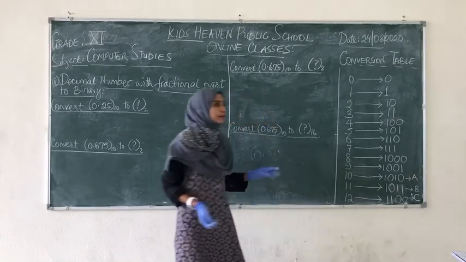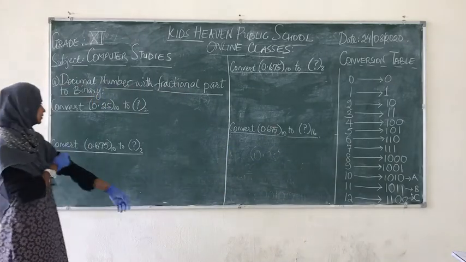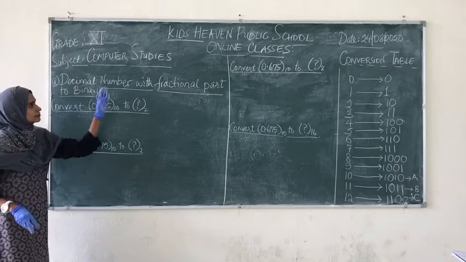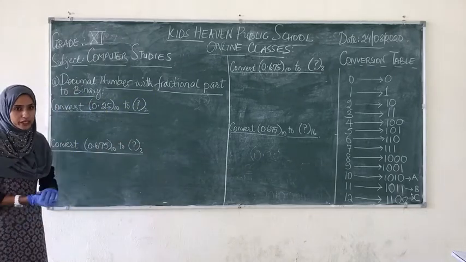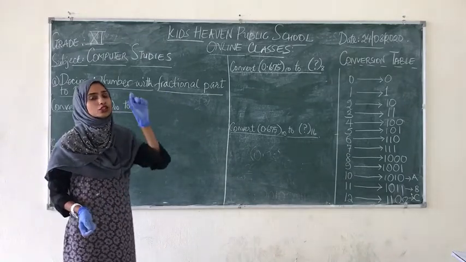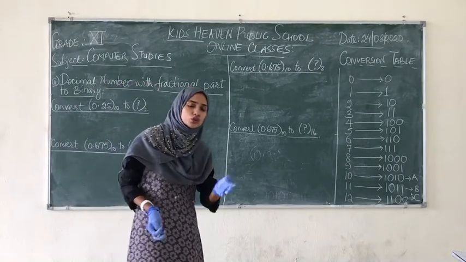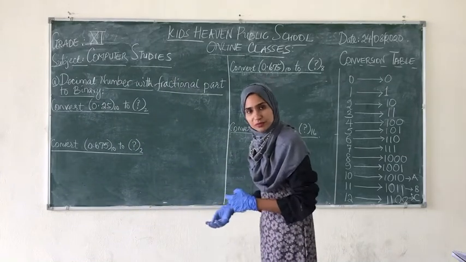Now let's quickly look at this. Once you go through this, I'm sure you will understand it. Okay, so decimal number with fractional part to binary. We will begin with the fractional part. Let's now understand the rules. What are the rules for converting these fractional parts to any other type of number system?